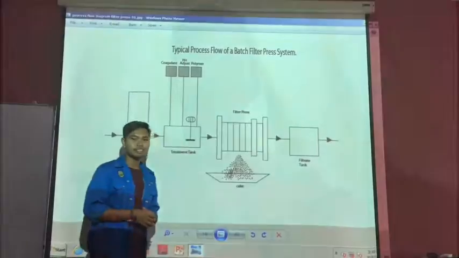Thank you. Today we explain about the relation with fundamental mass transfer and heat transfer. Okay, our group chose chapter 5, which is filtration.